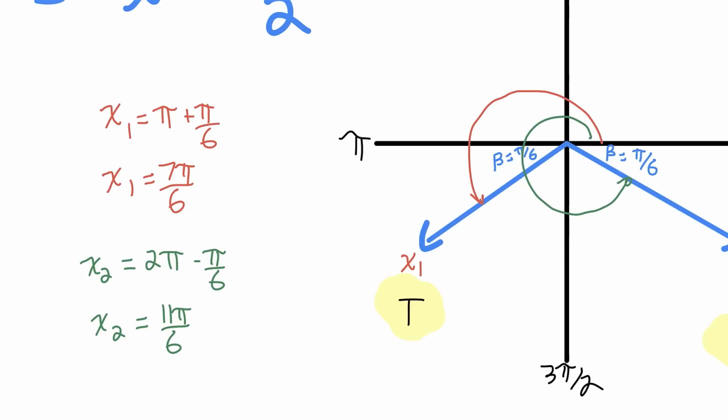Like I said, there's an infinite number of answers. We could find coterminal angles to both of those by just adding 2 pi to them as many times as we want, and we would get more answers to the equation. So for both of them, I could just say we could add 2 pi k times, as long as k is an integer value, and I would get more answers.